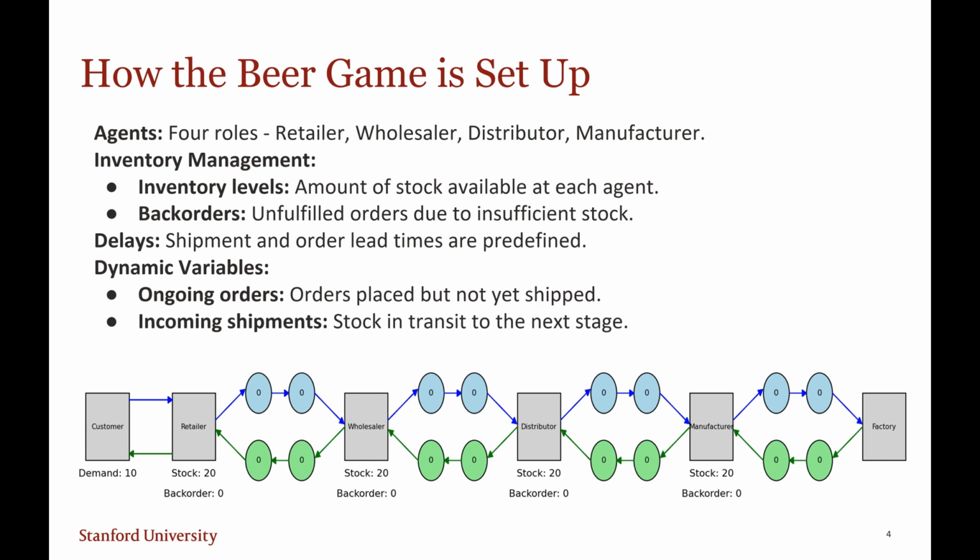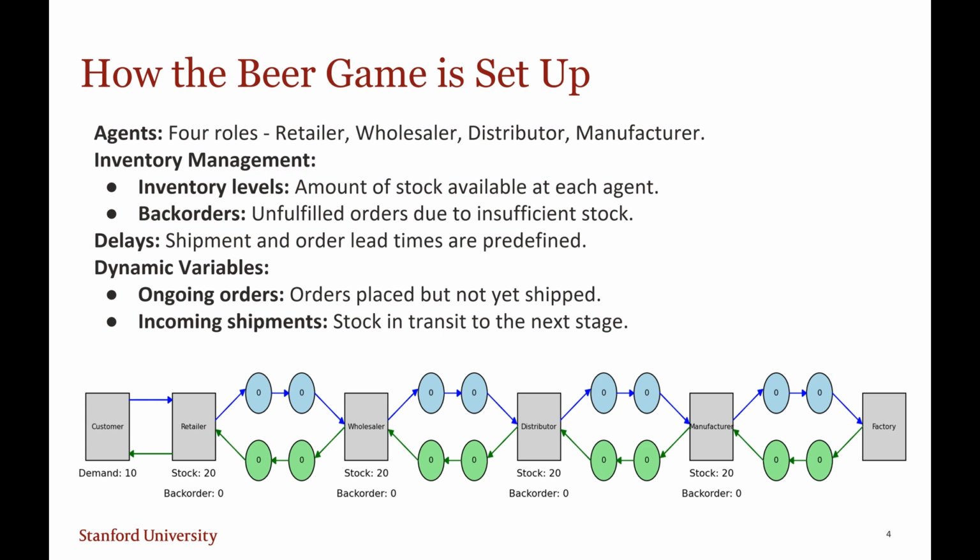The beer game consists of four rows, each managing inventory and orders. Let me break this setup into key components. Inventory levels represent the stock available at each agent. Back orders are unfulfilled customer demands due to insufficient stock. Back orders accumulate until they can be fulfilled. Delays occur due to the predefined shipment and order lead times, which introduce lag between placing and receiving orders.